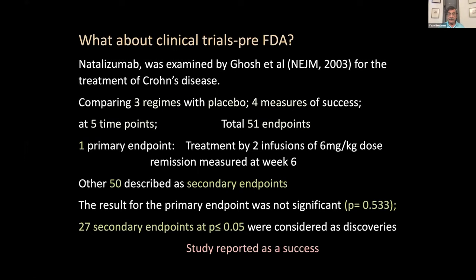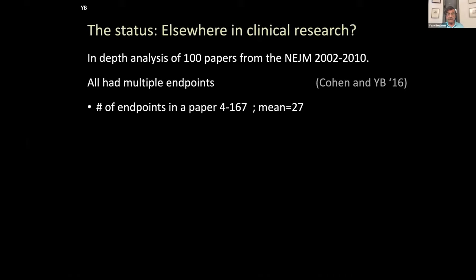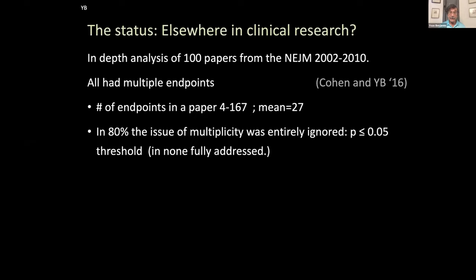Is it justified? Can we pick one of these and be happy about using it in a continued trial? Well, this is an example, but not an isolated example. We did an in-depth analysis of 100 papers from the New England Journal of Medicine from the year 2002 to 2010, all had multiple endpoints. The number of endpoints in the paper ranged from 4 to 167 with a mean of 27. Okay, in 80% of them, the issue of multiplicity was entirely ignored. P less than 0.05 threshold was used.